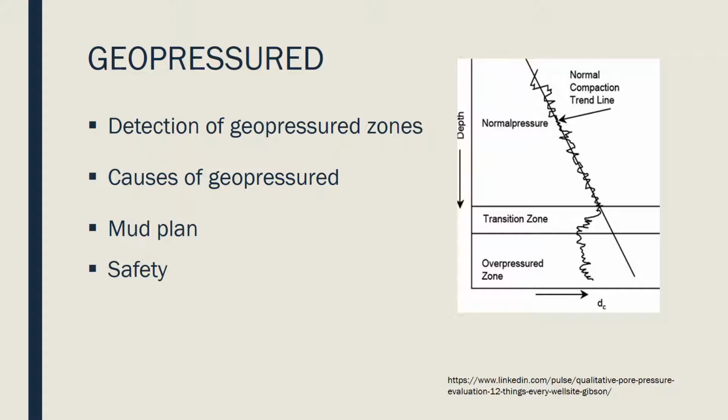Geopressure is pressure that is higher than the hydrostatic pressure at that depth. A few ways geopressured zones can be detected are by wireline logging and observing an increase in the drilling rate. The causes of geopressure are undercompaction, tectonic compression, an increase in pore fluid volume, and buoyancy effects.